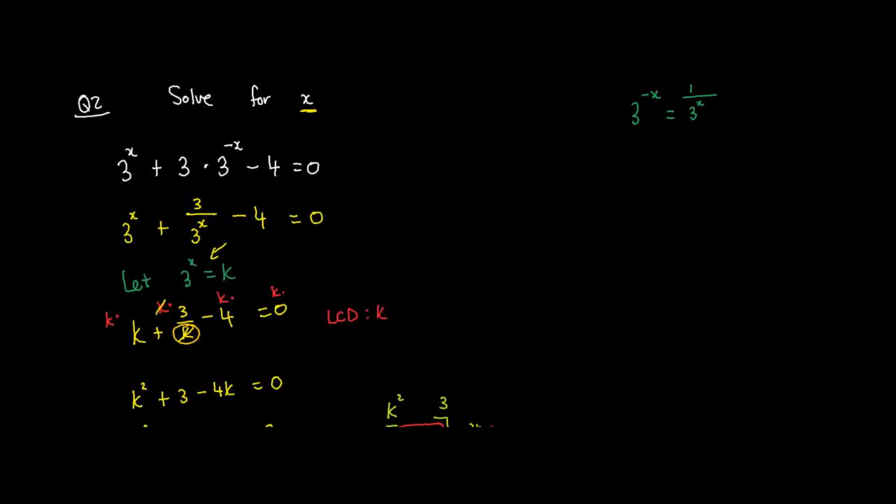And let's substitute. Now what happens if x was 0? Let's substitute 0 in the place of x, just to see whether it is correct. So if we have 3 raised to the power of 0 plus 3 times 3 raised to the power of negative 0 minus 4, which is equal to 0. So the left hand side is equal to the right hand side.